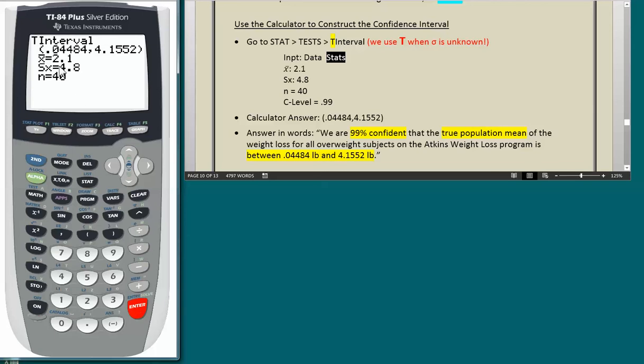And it's thinking, and there is our confidence interval right there. That is the answer to the confidence interval question. And I've just printed that out right here. The calculator answer is this.